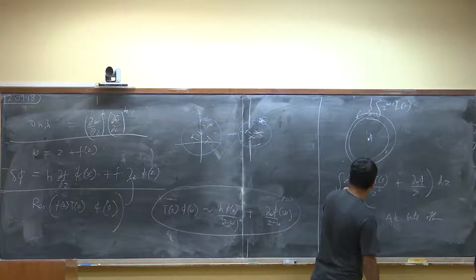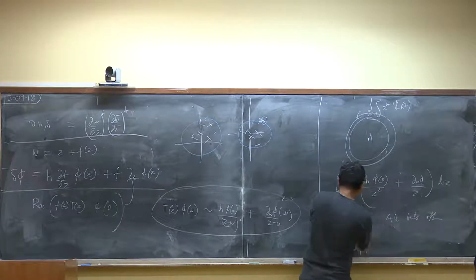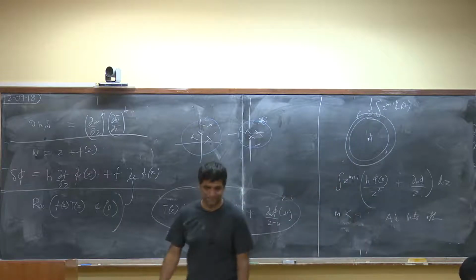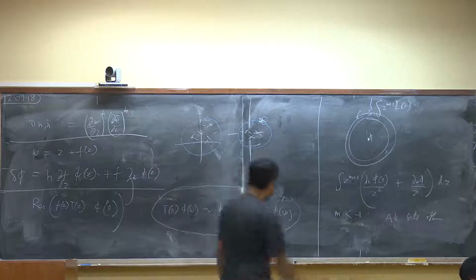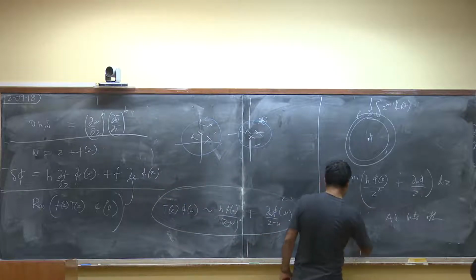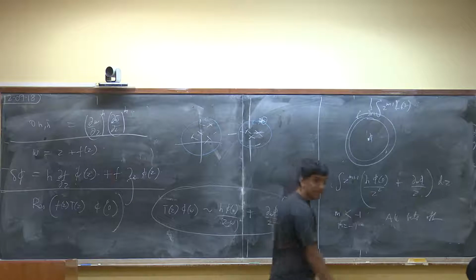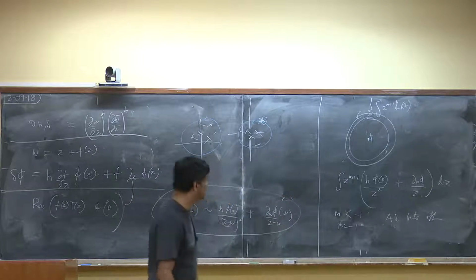Equal to minus 1, sorry. I should have said less than. Less than. Thank you. Less than minus 1, all bets are off. Now what about minus 1? m is equal to minus 1, let's try.